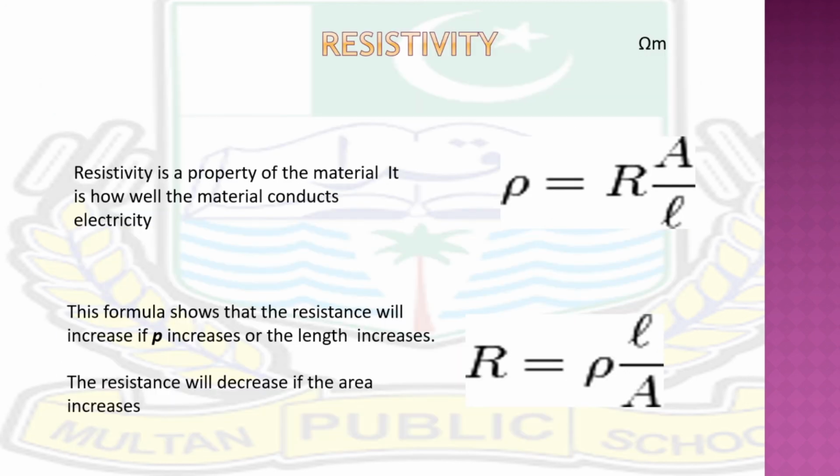Now we have to see what resistivity is. Resistivity is a property of the material. It is how well the material conducts electricity. The formula for resistivity is ρ equals R times A over L. This formula shows that the resistance will increase if ρ increases or the length increases, and the resistance will decrease if the area increases. We can define this formula as R equals ρ times L over A, where R represents the resistance, ρ is the resistivity coefficient, L is the length of the wire, and A is the cross-sectional area.